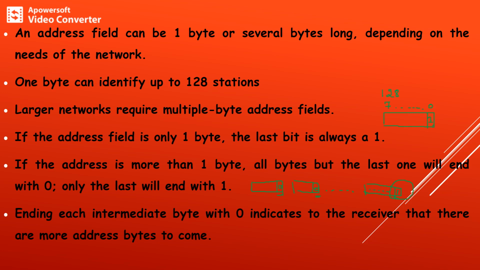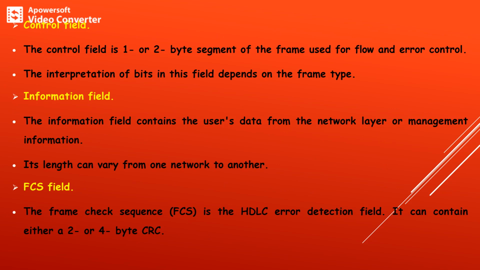Ending each immediate byte with 0 indicates to the receiver that there are more address bytes to come. The control field is a 1 or 2 byte segment of the frame which is used to provide flow as well as error control. The interpretation of bits in this field depends on the type of the frame.